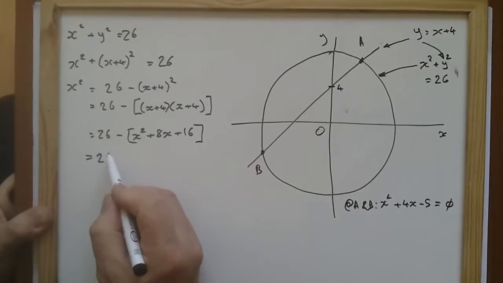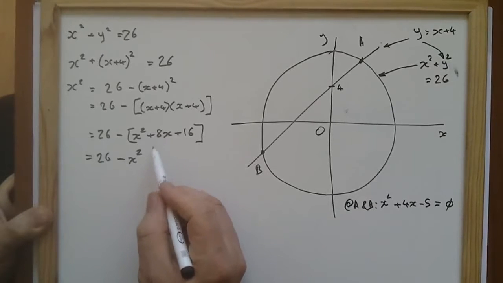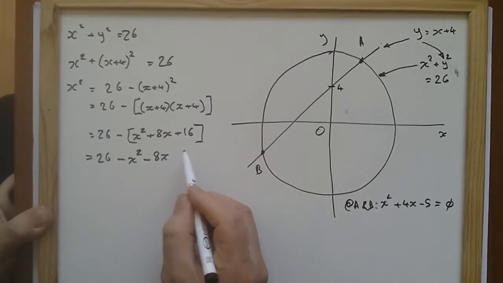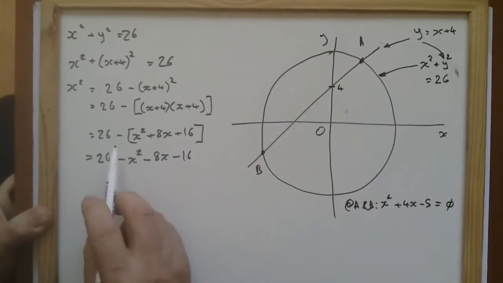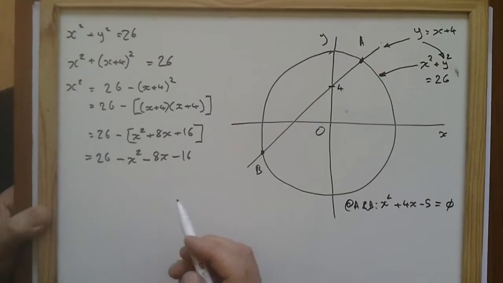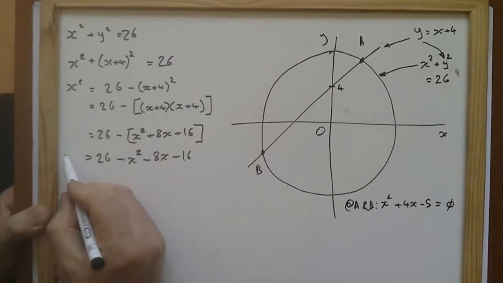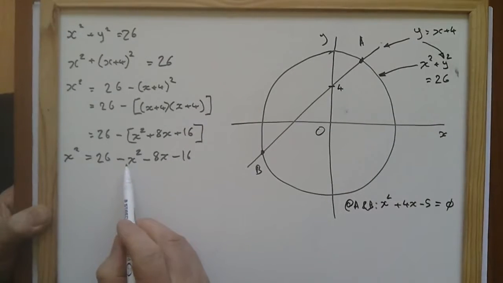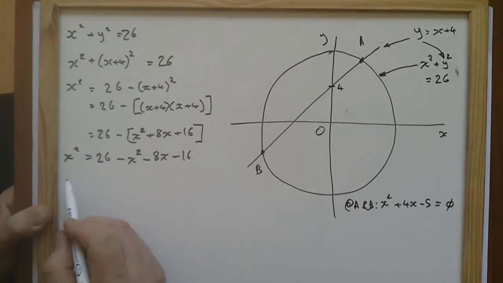So we've got the 26, and we're going to be taking away this x squared, and taking away 8x, and taking away 16. These signs have flipped because we're taking everything away from 26. Well, we can rearrange this to say that this is what x squared is, so if we add an x squared and an 8x to both sides, then these will disappear from this side and reappear over here.